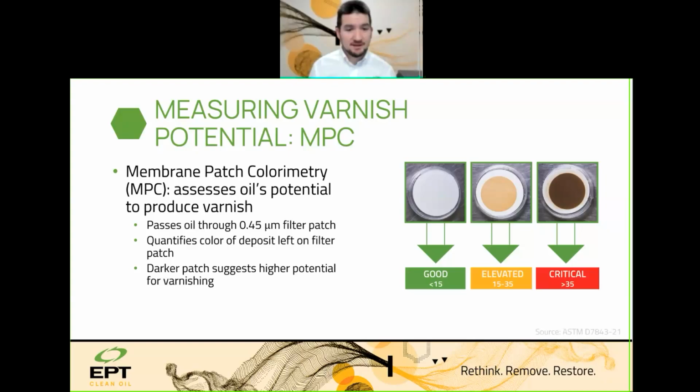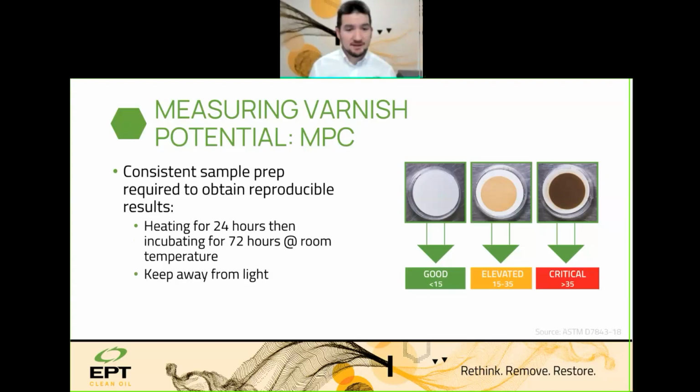Now, for the purposes of the test method, so that we can quantify the intensity of that color and we can trend the data going forward, we use a spectrophotometer to measure the delta E value, and this is the color intensity. So a higher delta E value is a darker patch, and this is indicative of a higher potential for varnishing.